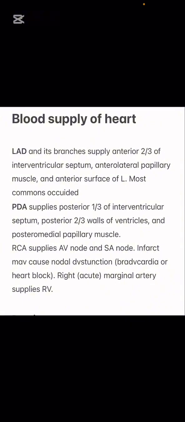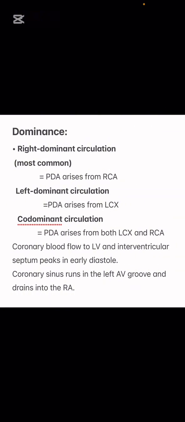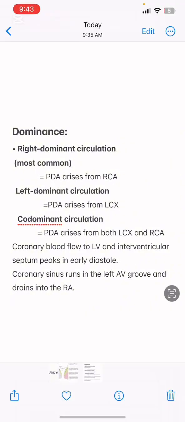LAD supplies 2/3 of the interventricular septum, anterior papillary muscle, and anterolateral surface of the left ventricle. PDA supplies 1/3 of the interventricular septum and 2/3 of the walls of the ventricle, and RCA supplies the AV node and SA node. The right ventricle is supplied by the right marginal artery. Dominance may be right dominant circulation or left dominant circulation. If PDA arises from the right coronary artery, then it is right dominant circulation, and if PDA arises from the left circumflex artery, then it is left dominant circulation. Codominant if it arises from both the left circumflex artery and right coronary artery.